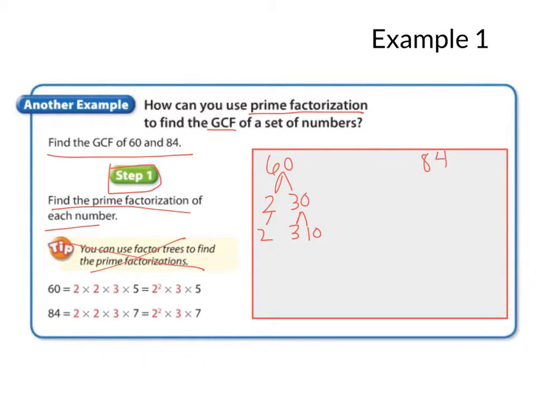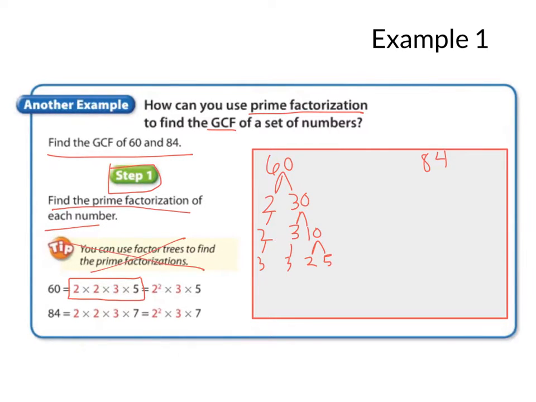I saw that it ends with 0. All right, so I know that's another prime number. I'm going to bring that down, and something times something is 10. That's 2 times 5. All right, so now I have 60, and as you see right over here, they have 60 is 2 times 2 times 3 times 5.